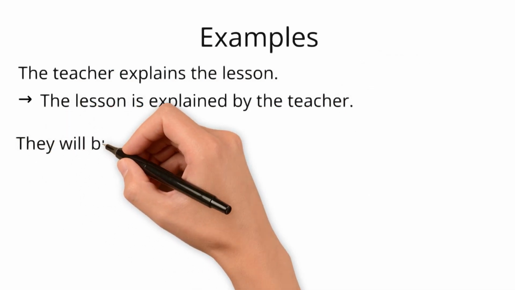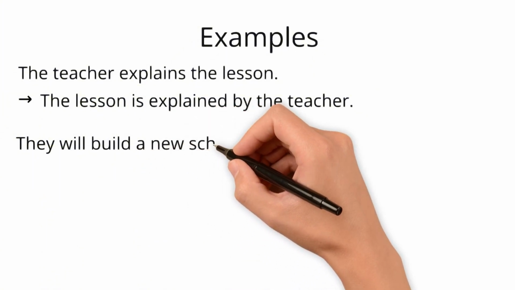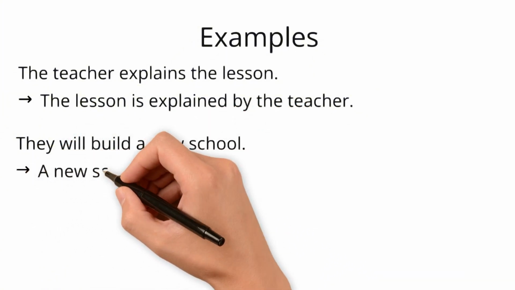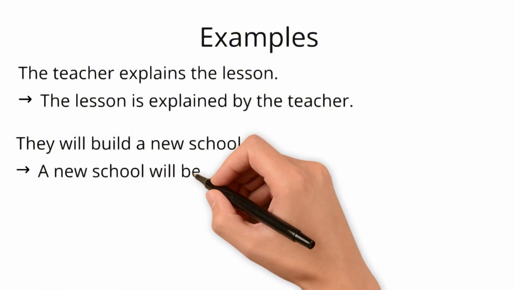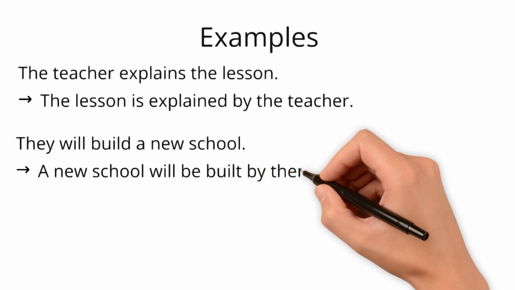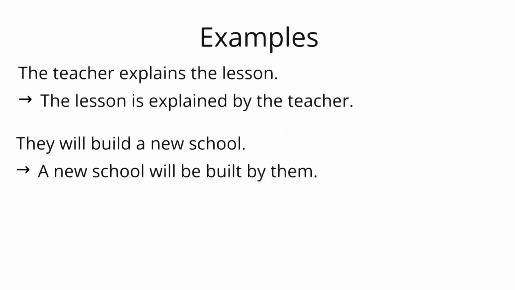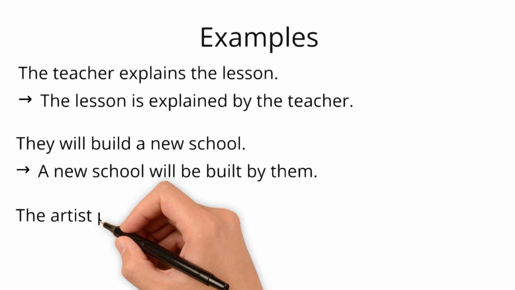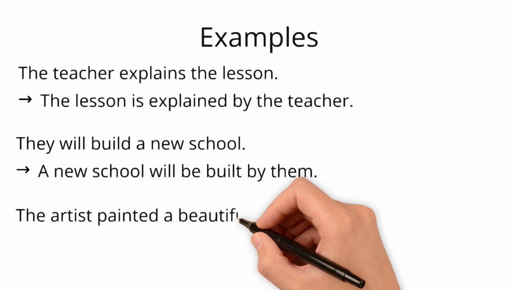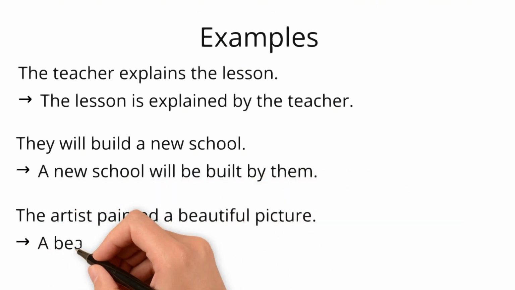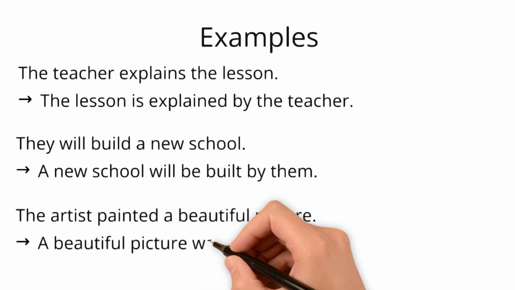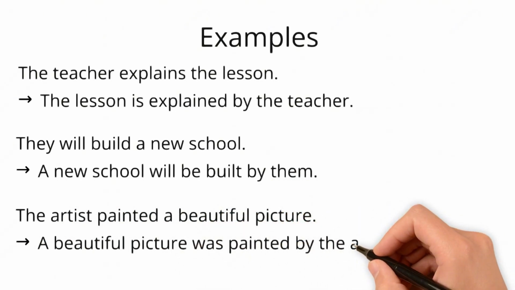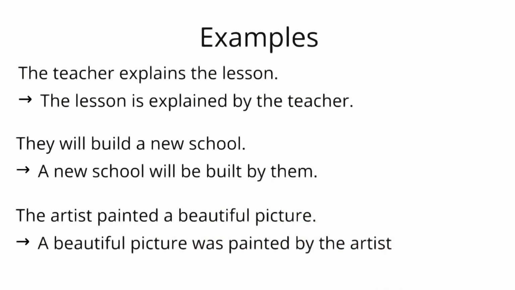The second sentence is, they will build a new school. As you can see, it is written in the active. The passive voice would be, a new school will be built by them. The third sentence is, the artist painted a beautiful picture. Here, the passive sentence would be, a beautiful picture was painted by the artist.